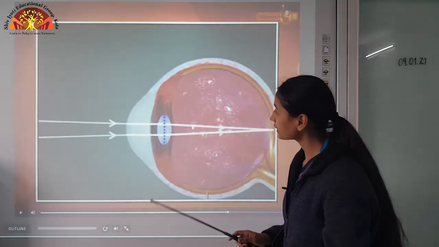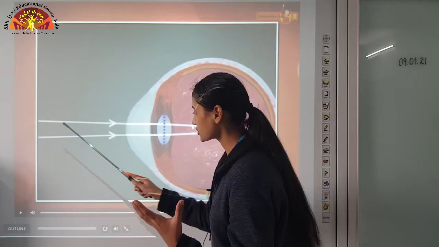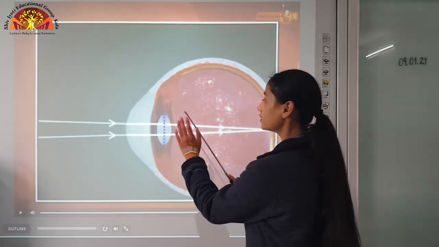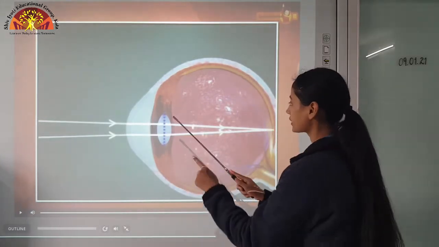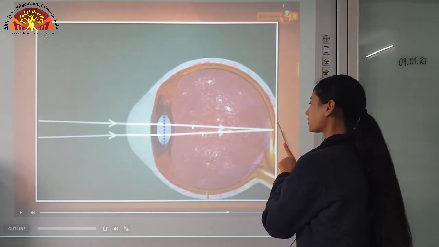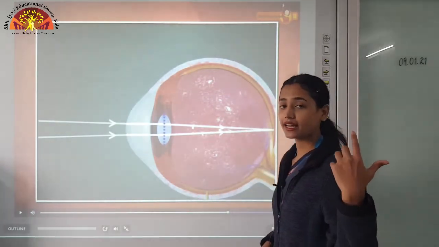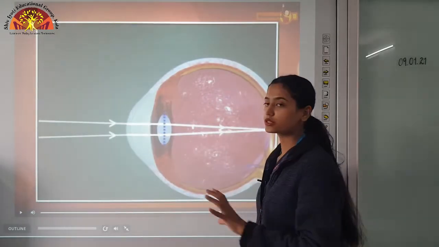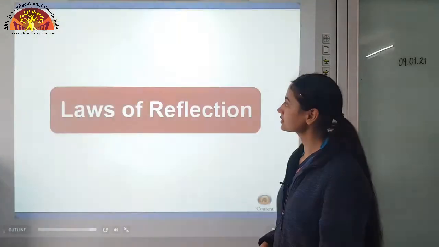So what is actually happening? In our eyes, a lens is present. Those few rays which fall on our eye lens, with the help of this lens, an image of that globe is formed at the retina. You can see these light rays meeting at a point and this point is present on the retina. Then this retina forwards the signals to our brain and our brain tells us that you are seeing that globe, and this is how we are able to see any object. So understood how eyes help us to see things?